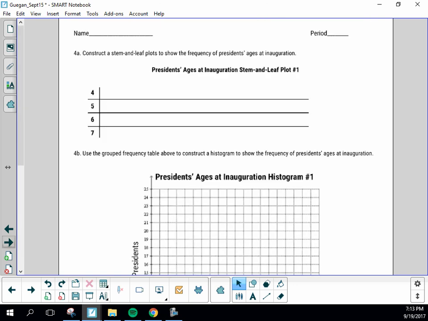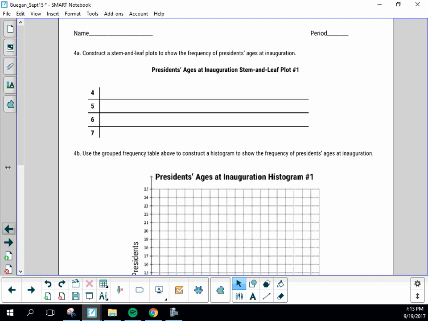Okay, for A, construct a stem and leaf plot to show the frequency of presidents' ages at inauguration. Okay, we're going to move back and forth now between the first page and the second page, and we're going to fill out the stem and leaf chart. Okay, we're going to go by decades here.